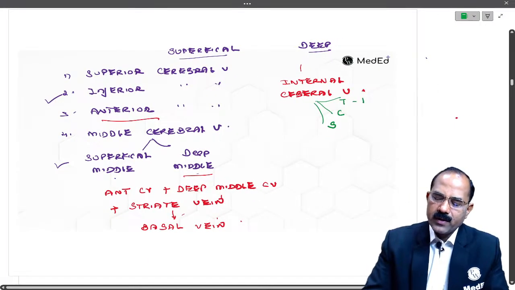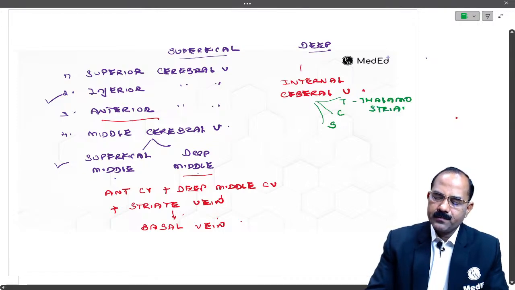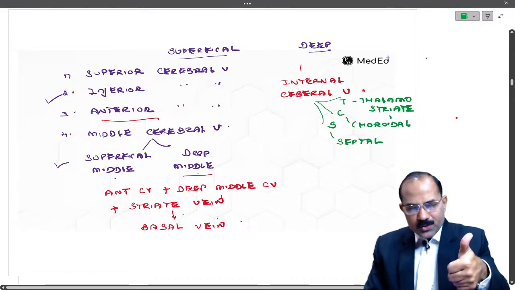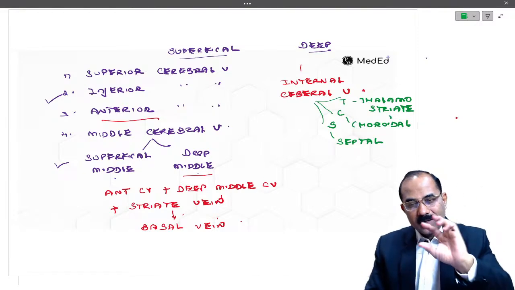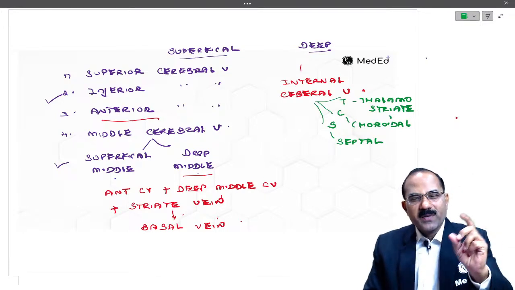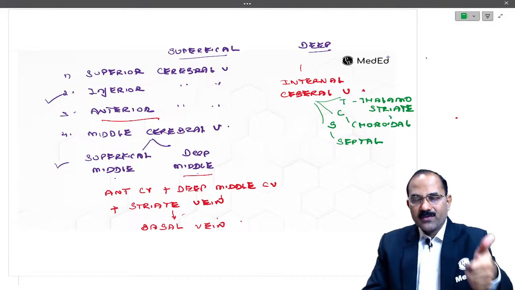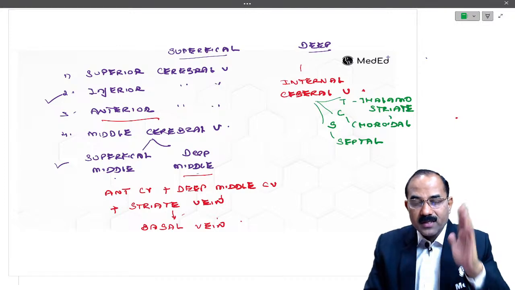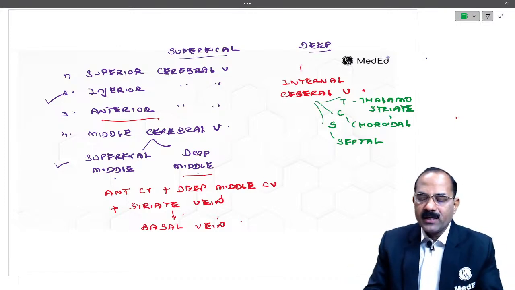T is thalamostriate. C is choroidal, which drains the choroid plexus. And S is septal. Septal vein drains the septum pellucidum. The thalamostriate vein drains the caudate nucleus and thalamus. Striate refers to the caudate, so between the thalamus and caudate nucleus there is a vein, the thalamostriate vein. The second is the choroidal vein which drains the choroid plexus. And the third is the septal vein which drains the septum pellucidum. These three veins join to form the internal cerebral vein.